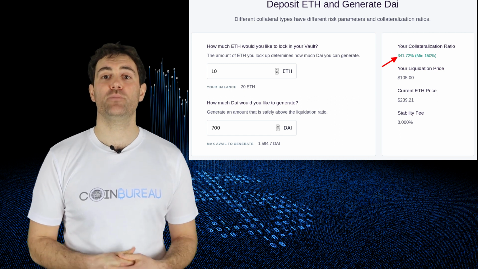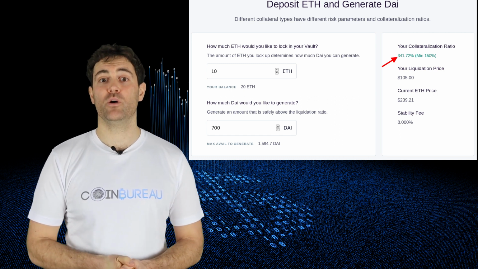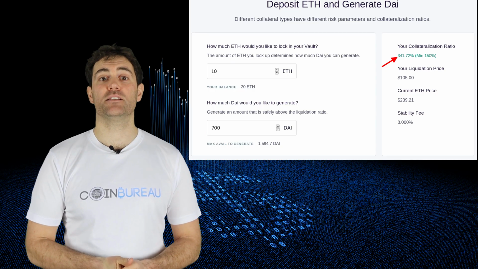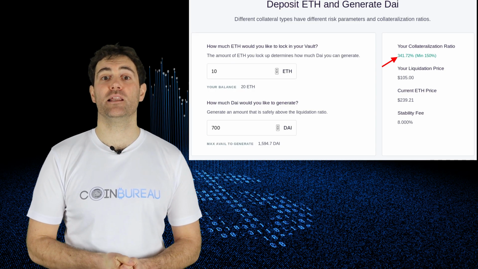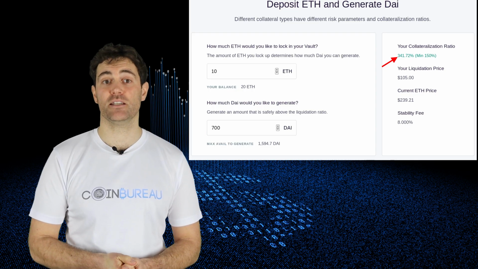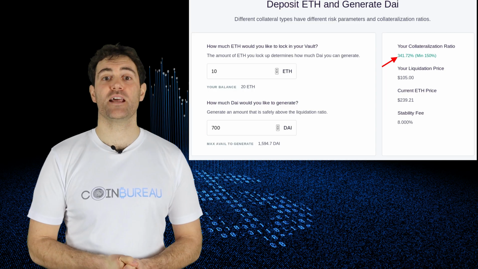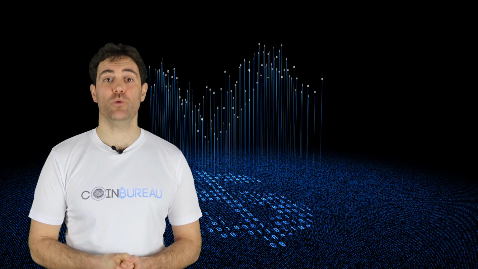You also have to make sure that your collateral ratio is above the minimum of 150%. I would suggest that you deposit much more than this, as 150% is your liquidation level. If ETH markets move lower quickly, you're at risk of being liquidated and losing 13% of the collateral. Once that is done, you can confirm the transaction and the DAI will be sent to your wallet.